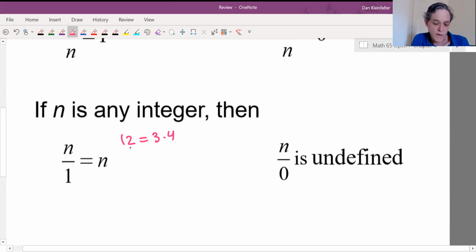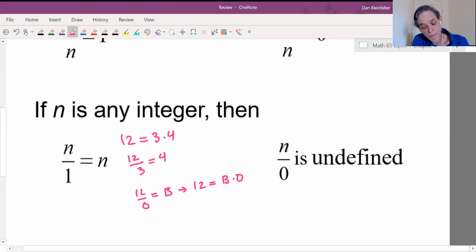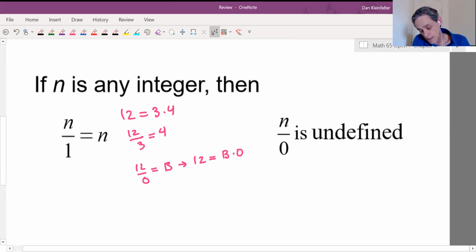So 12 is equal to 3 times 4. And so that's why 12 divided by 3 is equal to 4. Okay. If we had some number divided by 0, let's say 12 divided by 0 was something, let's call it b, okay? Then following this pattern, if 12 divided by 0 is b, then using the rules of math, 12 would have to be the same as b times 0. But we know from our earlier work that any number times 0 is 0, not 12. So there is no such number b that is going to make this work. Okay, division by 0 is undefined.